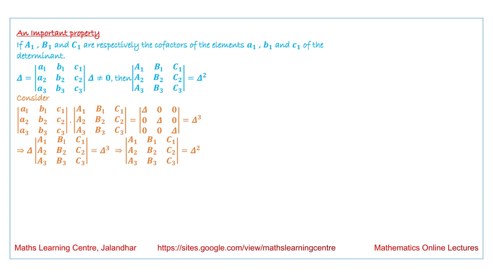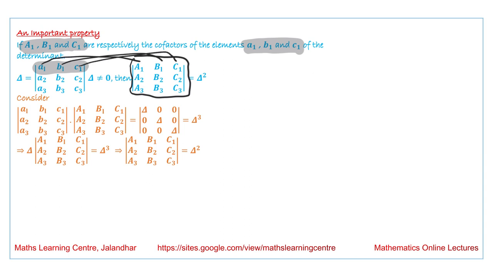Now next we have an important property. If A1, B1 and C1 respectively are the cofactors, we are talking about A1, B1, C1. These are the cofactors of the elements A1, B1 and C1 of the determinant. This is the determinant given over here, and this is the determinant we are talking about. Its elements are the cofactor of A1, cofactor of B1, cofactor of C1, cofactor of A2, likewise.